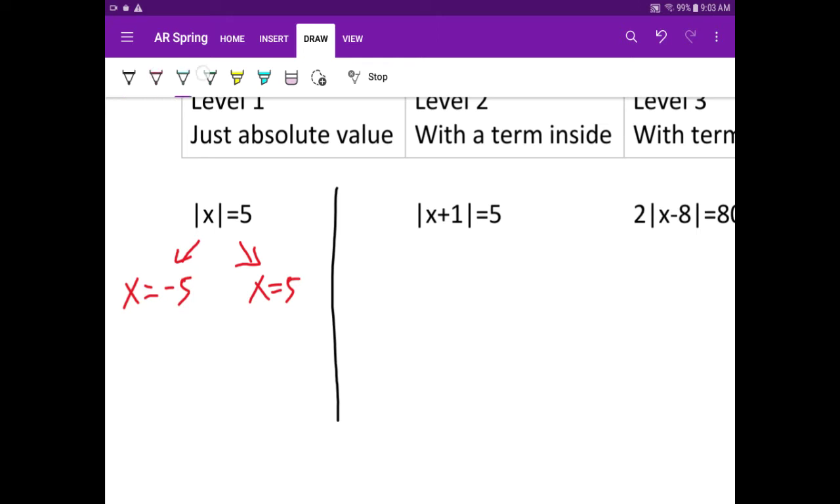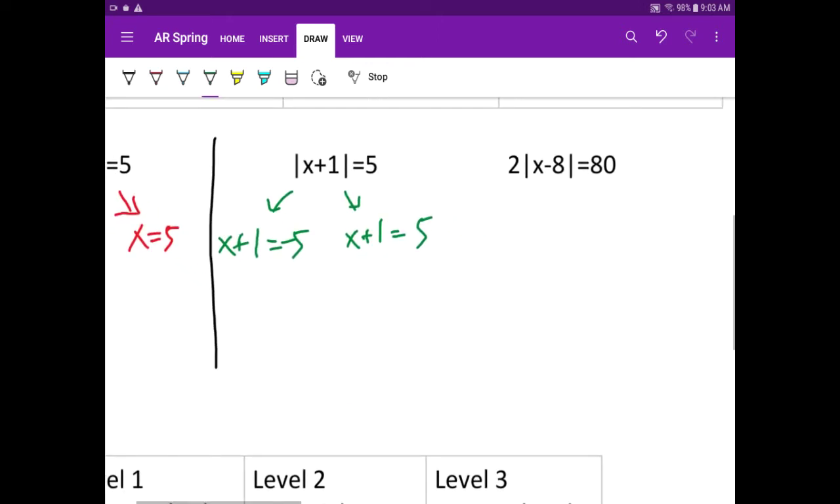So same thing here. So I'm going to split this. This is going to be x plus 1 equals 5. Actually, negative 5. And then x plus 1 equals 5. So x equals negative 6 and x equals 4.